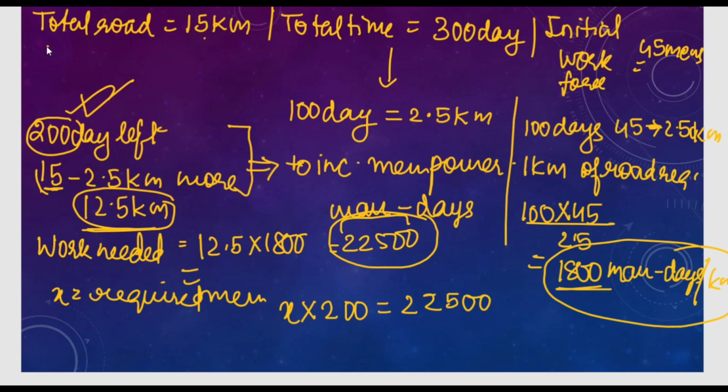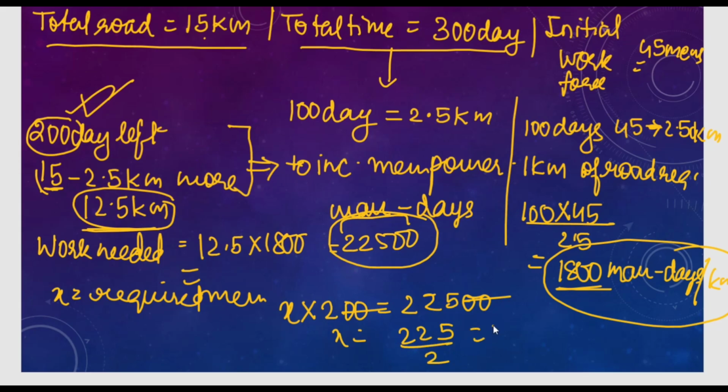So from initially I have total road, total time. Yes, ma'am. So x upon 200, x into 200 is 22,500. So x will be 225 by 2. Ma'am, x will be 112.5. Very good. It is 112.5.